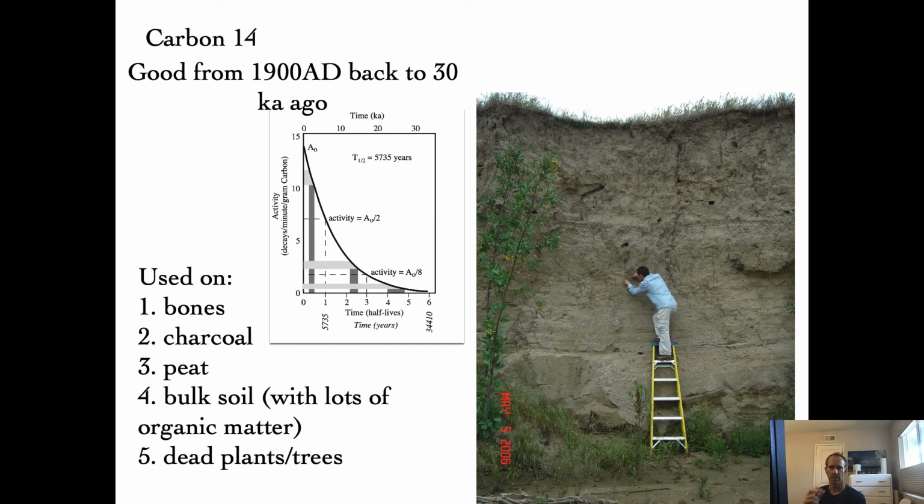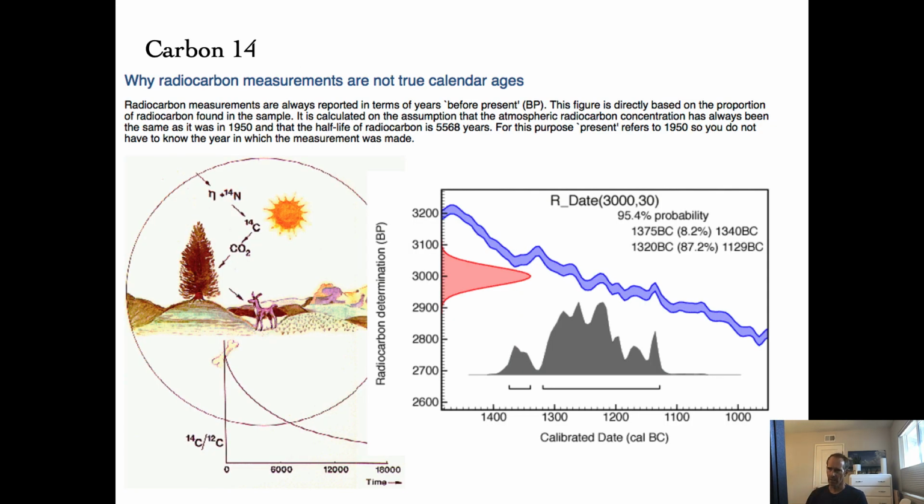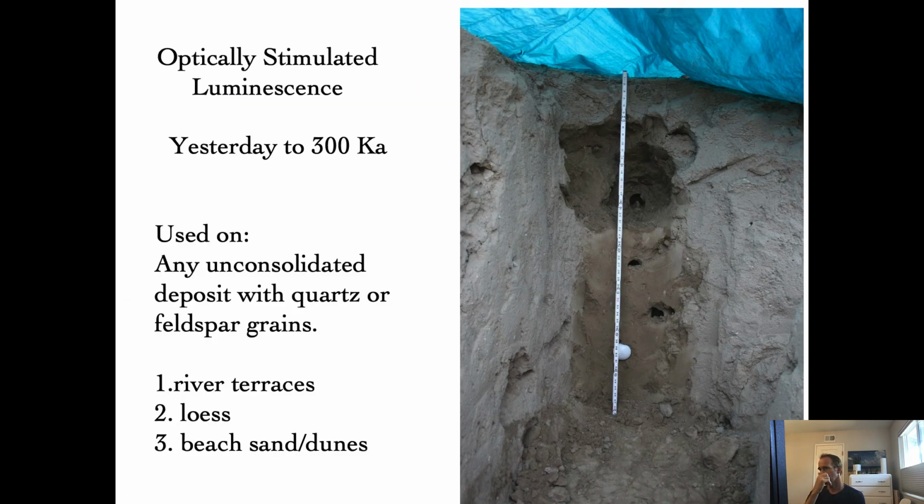And you have to be lucky enough to find one of these things, some kind of organic matter in the deposit. And that doesn't exist everywhere. In a lot of places, charcoal, bones, this stuff gets destroyed and it's not preserved. So another method, well, this was another slide about carbon-14. I'm going to skip this. It's just basically noting that there's some complications with how you determine the actual age of the radiocarbon. So I'm going to skip ahead to this slide.